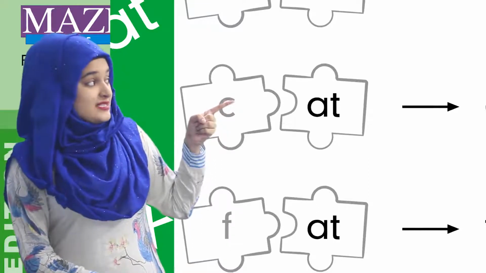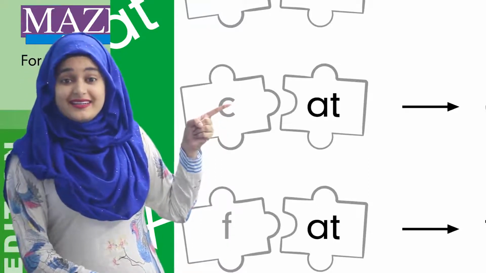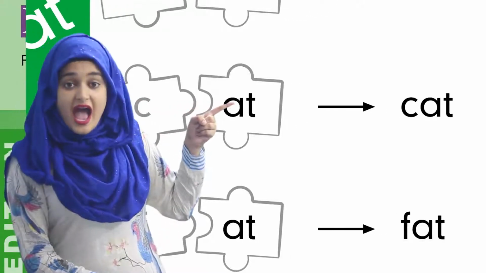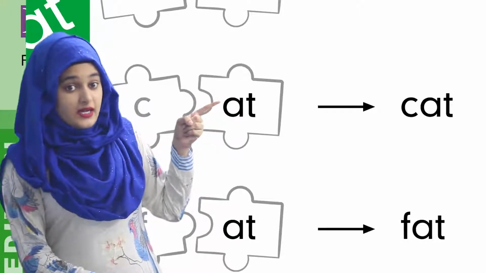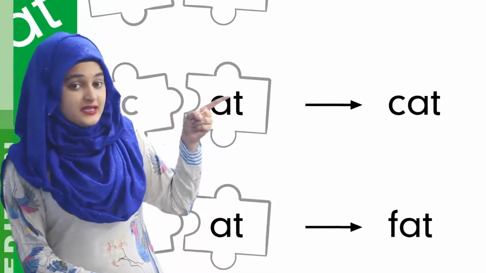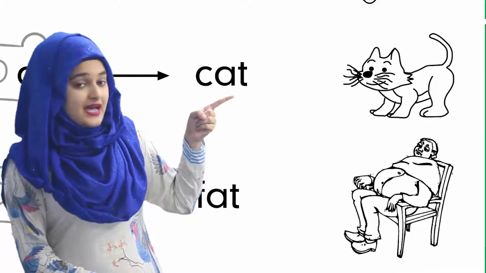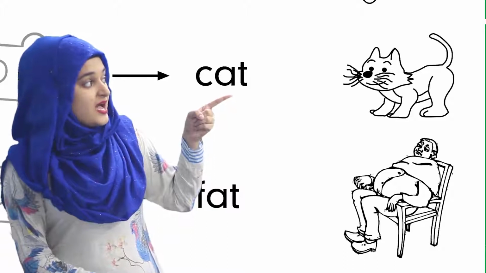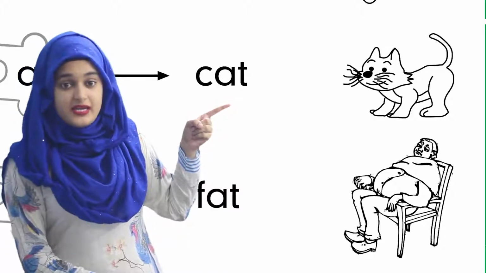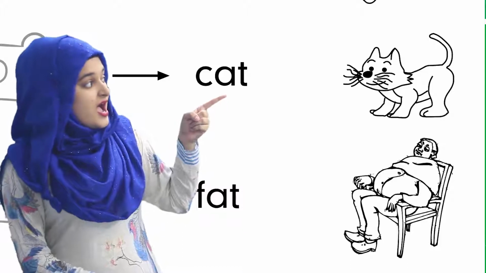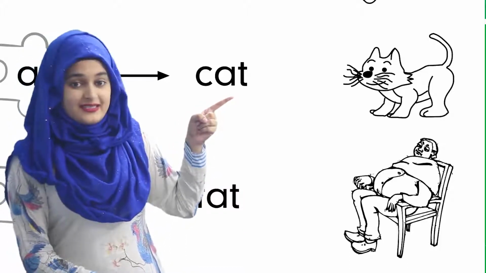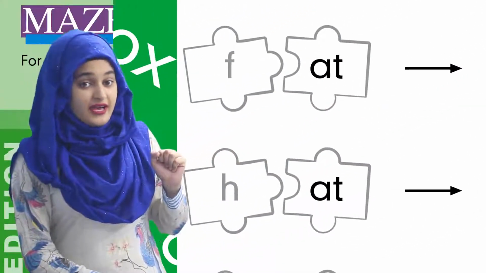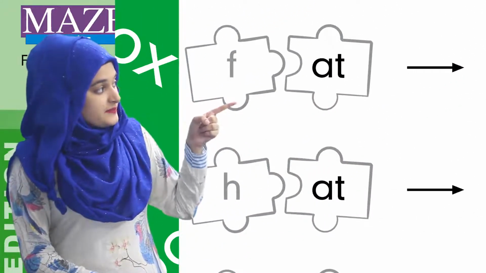Now, the second one we have here is this. So children, what is this? K. Exactly. And this is at. So when k meets at, they make cat. K, at, cat. Repeat after me. K, at, cat. Excellent.